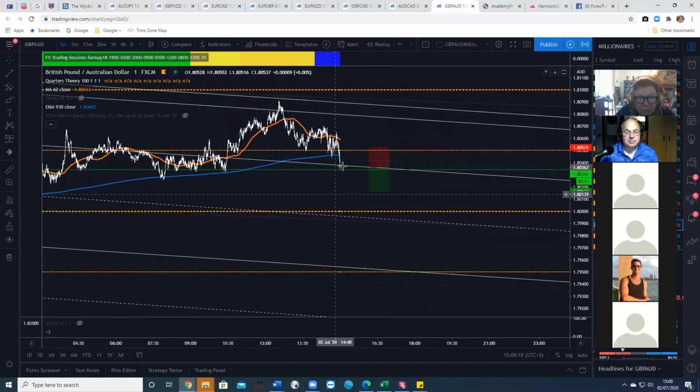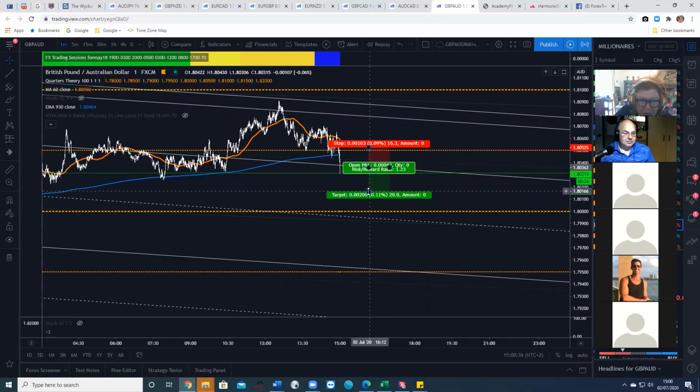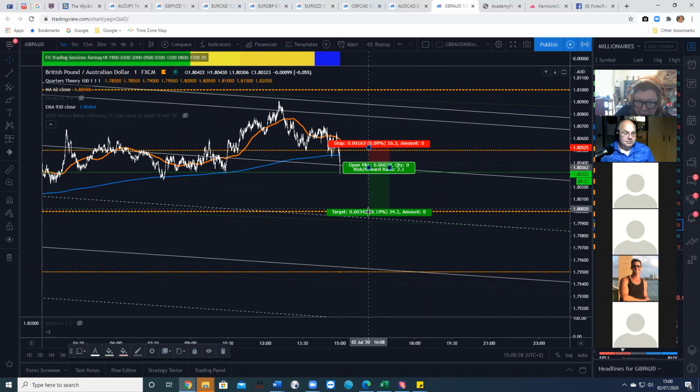So just wait for a break and there's an old pitchfork there. Wait for a break and a retest of this point here. And you want that 62 to be coming down. So you've got an entry at 1.80376 thereabouts. You'd be looking on this fast pair for it to go down to 1.78000 flat, because that's quarter theory, the next point down.